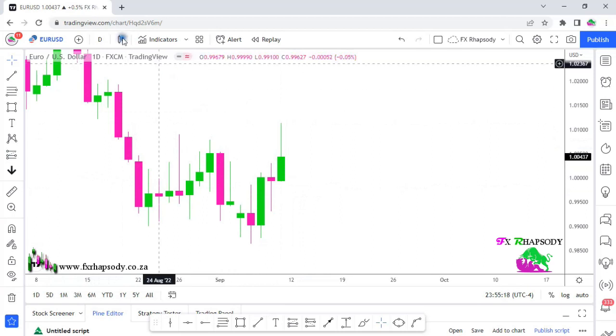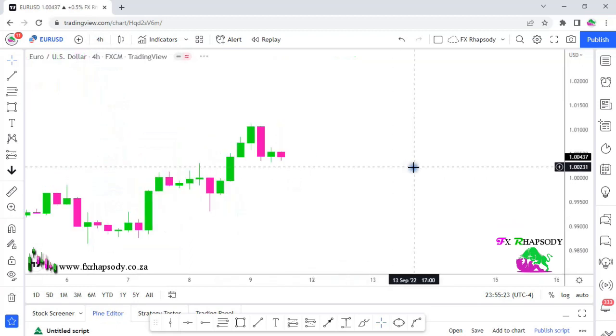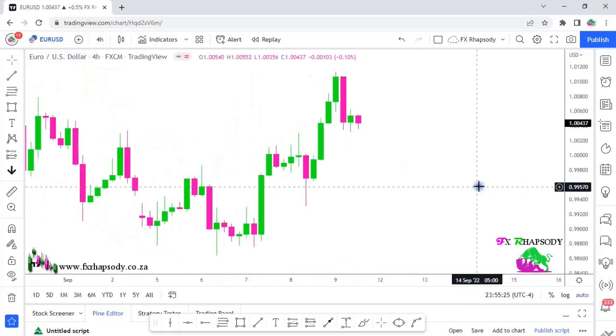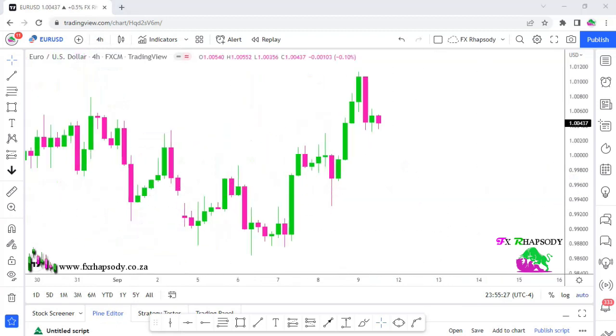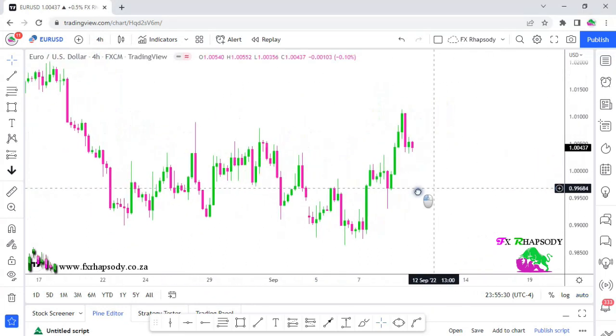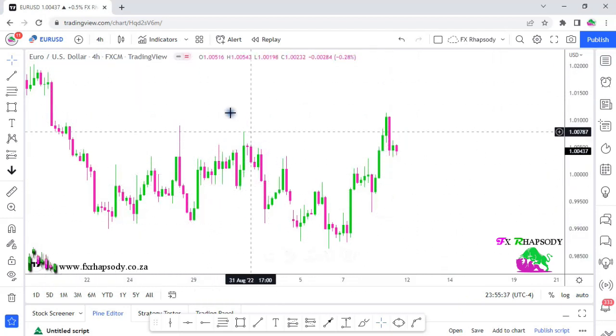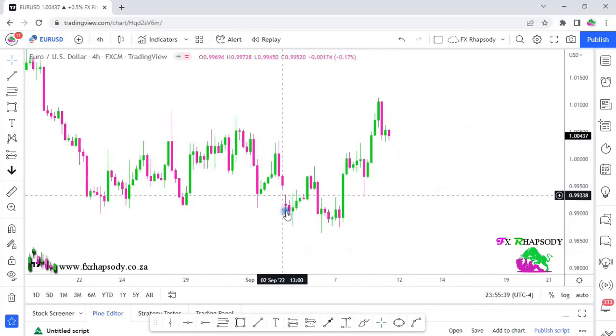Let us go to our 4-hour time frame. There we go. So on the 4-hour time frame, a couple of things are happening here. I just wanted to show you. You see price going down, forming these highs and lows, and just moving downwards. And then we saw price making a turn at the bottom.